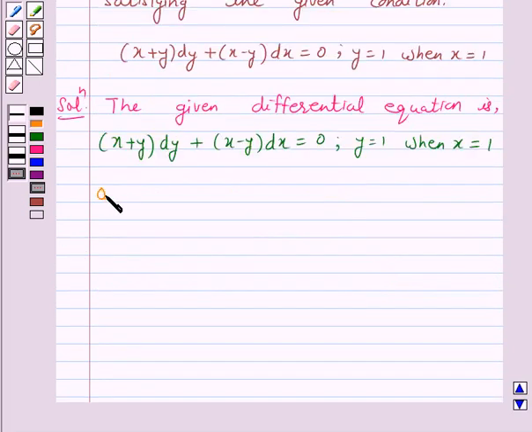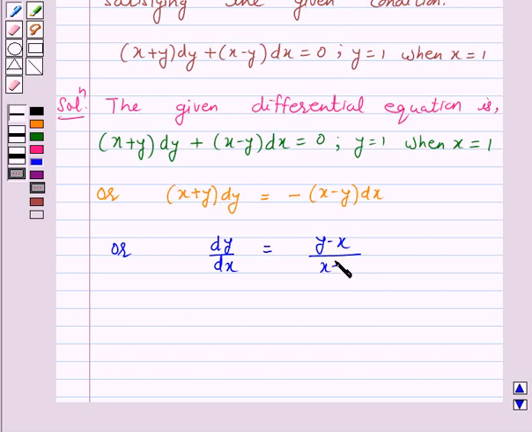Or we can rewrite this differential equation as (x + y) dy = -(x - y) dx, or dy/dx = (y - x)/(x + y), or this can be written as dy/dx = (y/x - 1)/(1 + y/x). Let us give this equation as number 1.